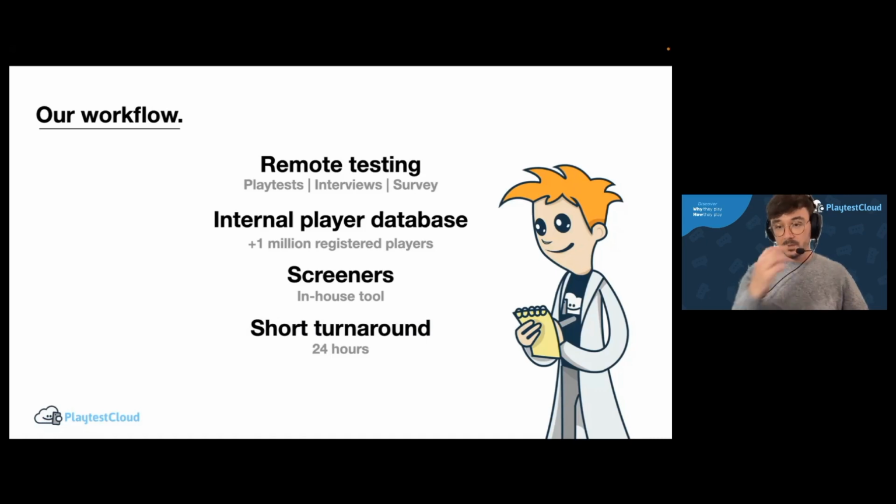At PlaytestCloud, we're proud to have a fairly short turnaround whenever we start recruiting, whenever we start inviting players to a screener. It usually takes us 24 hours to get feasibility results or to get the responses we need for a project. This is due to the fact that we are professional and expert in the field. We have a large database of players, and all that combined makes the short turnaround possible.